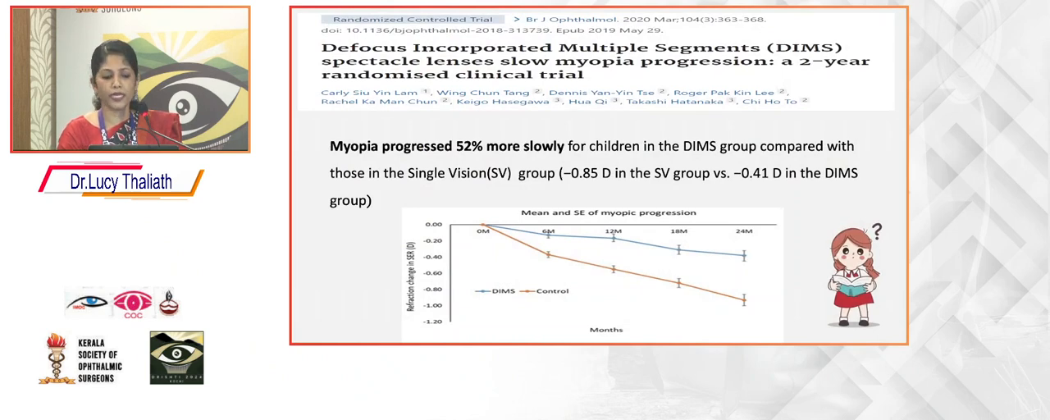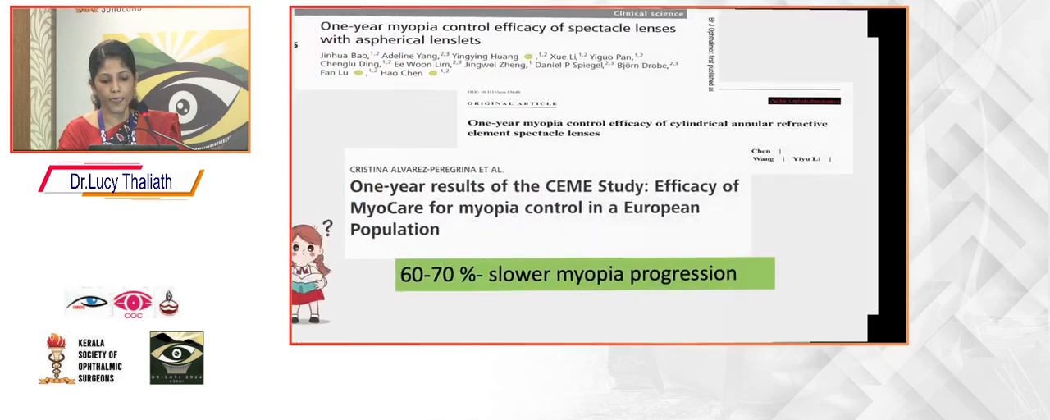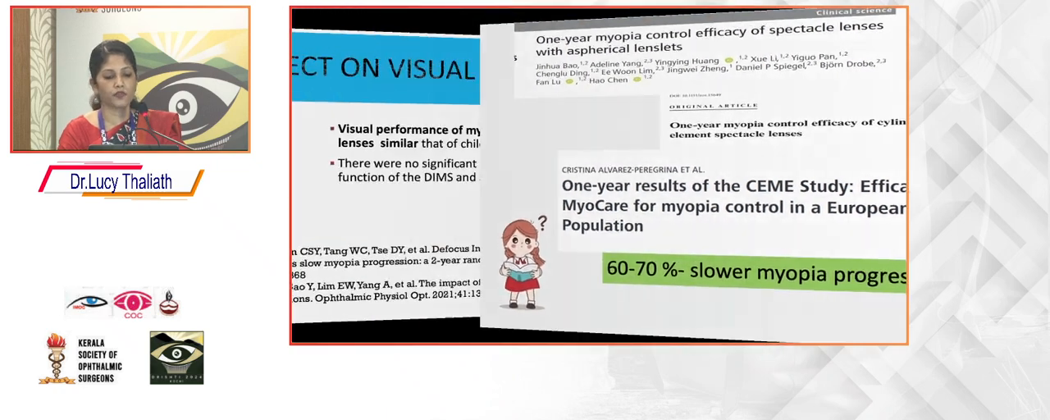And about the various journals, we have many studies conducted on these DIMS glasses, and DIMS have the maximum follow-up because it was the first introduced. In the study conducted in Hong Kong, myopia has been shown to progress 52% more slowly in those wearing the DIMS glasses compared to the single vision glass. And also the axial length elongation was less by 62% in the DIMS group. And there are various studies conducted on the DIMS glasses and all these defocus glasses, and it's around 60 to 70% slower myopia progression in most of the studies.